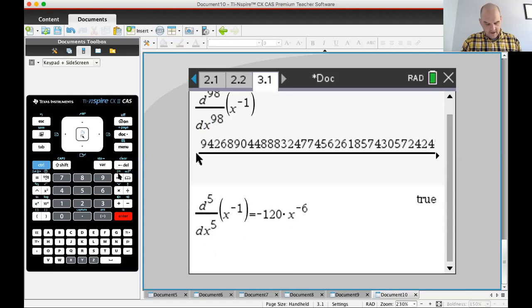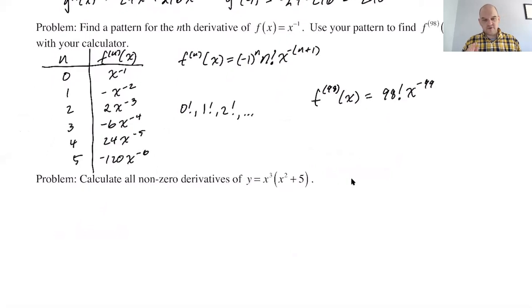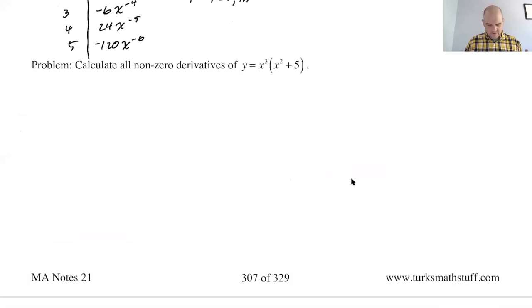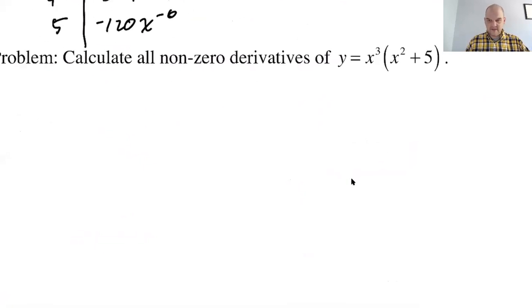We worked it out. All right, so I'm going to go back to the notes and finish this page, and therefore finish this set of notes. And that's an amazing accomplishment because we have one set of notes to go. We're going up to page 329. I have no idea how much work that's going to be, but we're going to do it together. Calculate all non-zero derivatives. Ugh, all non-zero derivatives.